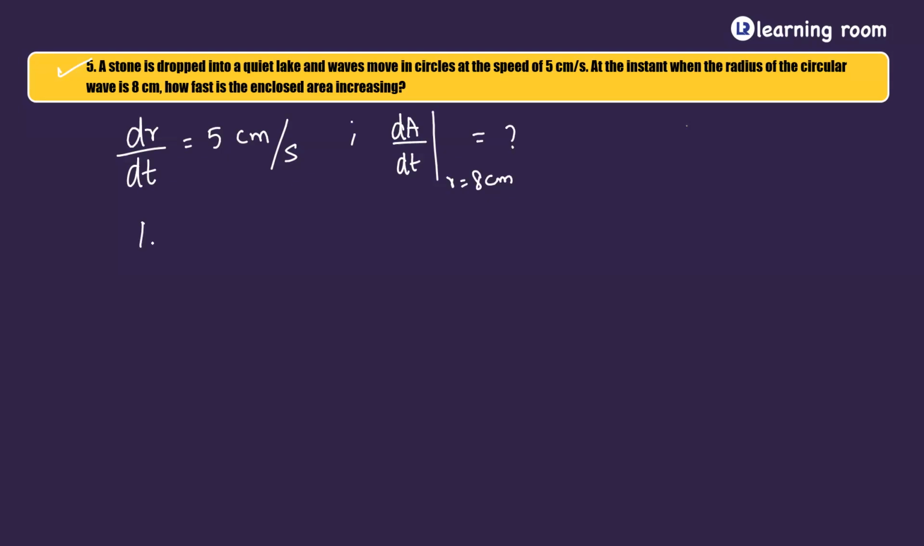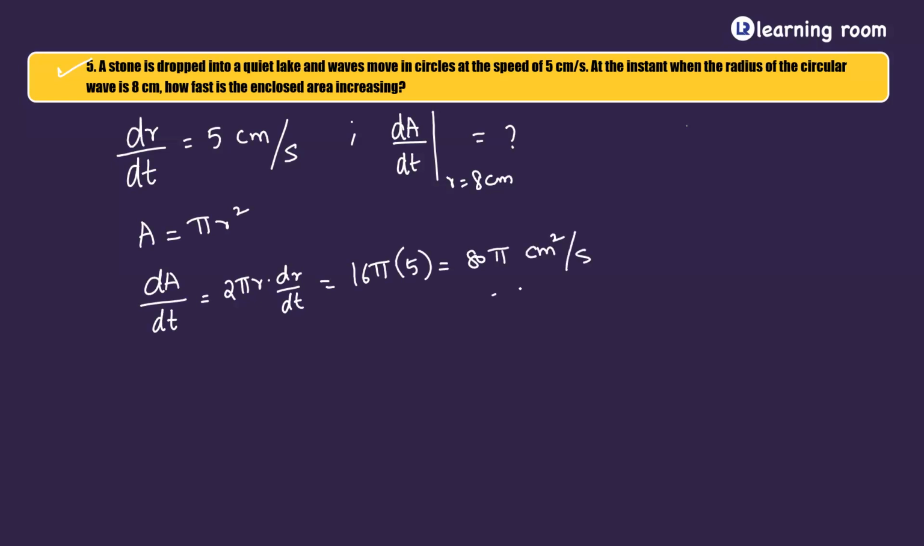So area is equal to pi r square. So dA divided by dt is equal to 2 pi r into dr divided by dt. So r is equal to 8 substituted here. So it will be 16 pi into what is the value of dr by dt? It is 5. So how much are we going to get? We will get 80 pi centimeters square per second.